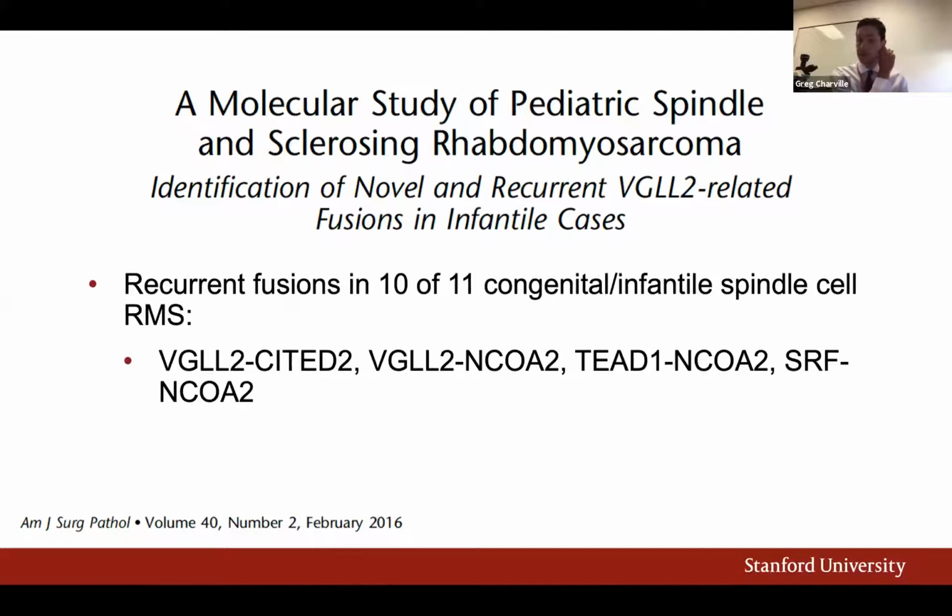Linos' question sort of hints at the rearrangements that are present in these tumors, VGLL2 commonly involved, NCOA2 commonly involved. Again, 10 of 11 of the tumors analyzed in this study actually had these fusions listed here. So in our case, we actually signed this out as a rhabdomyosarcoma in favor that it represented the spindle cell variant, a congenital variant.